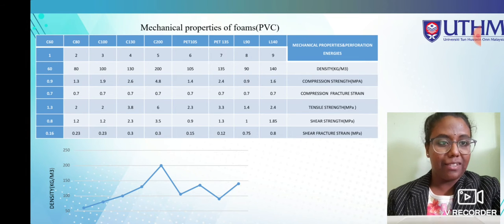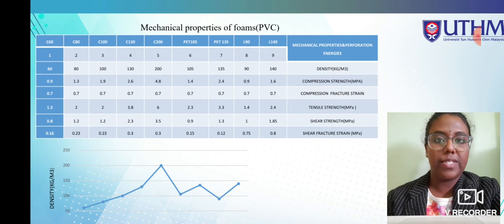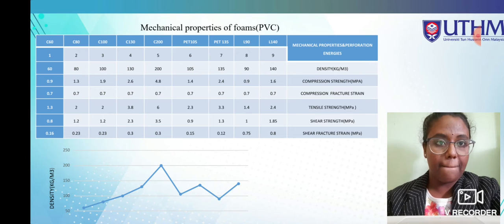This is the result of my case study. The table shows the mechanical properties of foams, and the foams belong to PVC foams. In the table, we can see that C60, C80, C100, C130, C200, PET 105, PET 135, L90, L140 are the foams of PVC with different densities. The mechanical properties and perforation energy are also listed.